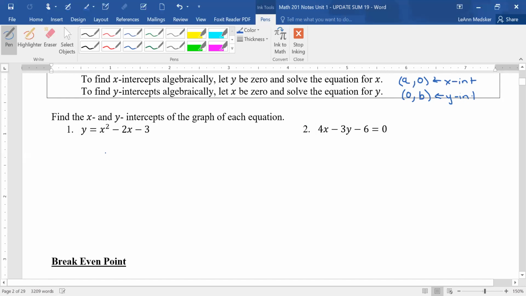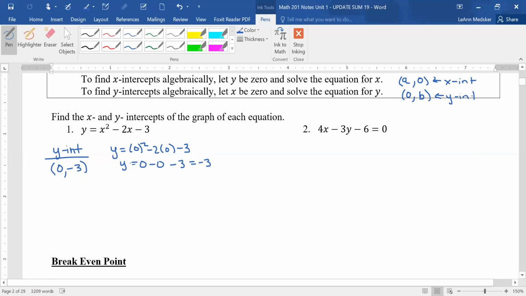So we're going to start this off. I'm going to find the y-intercept first because that's usually easier. To find the y-intercept for this one, we're going to plug in 0 for all the x's. So y equals 0 squared minus 2 times 0 minus 3. That would be 0 minus 0 minus 3, or negative 3. Now, you do not just write negative 3 or y equals negative 3. An intercept is an ordered pair. So the y-intercept for this first one is (0, negative 3).